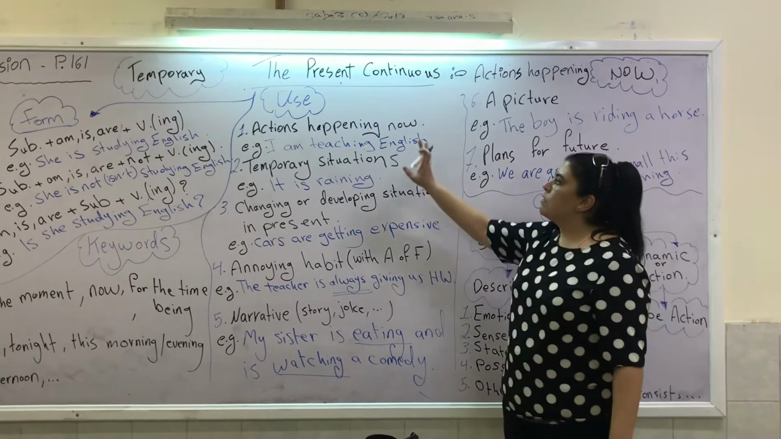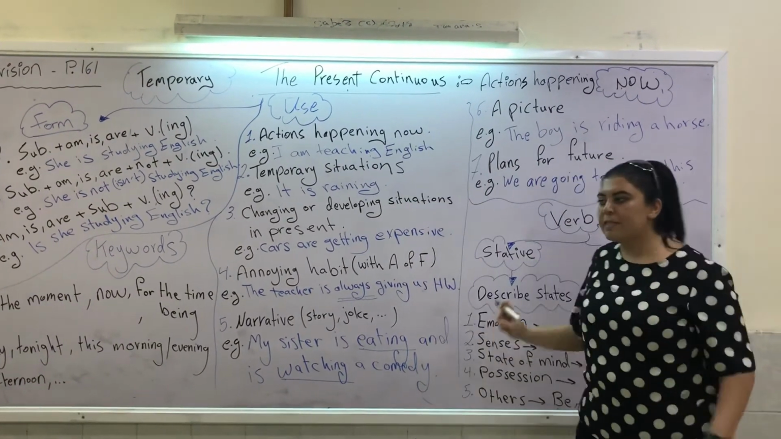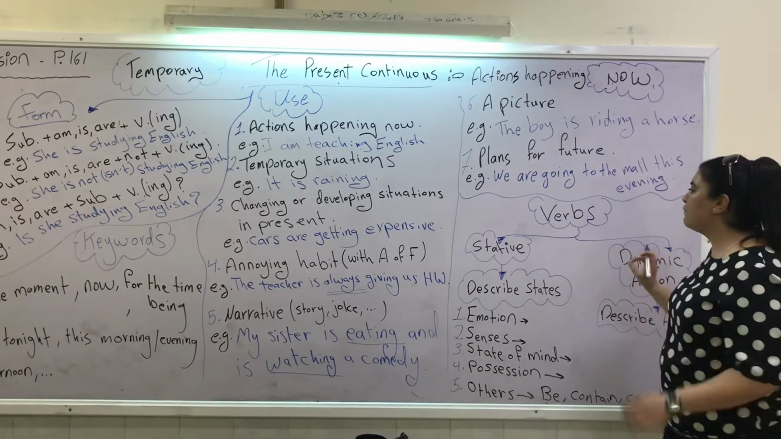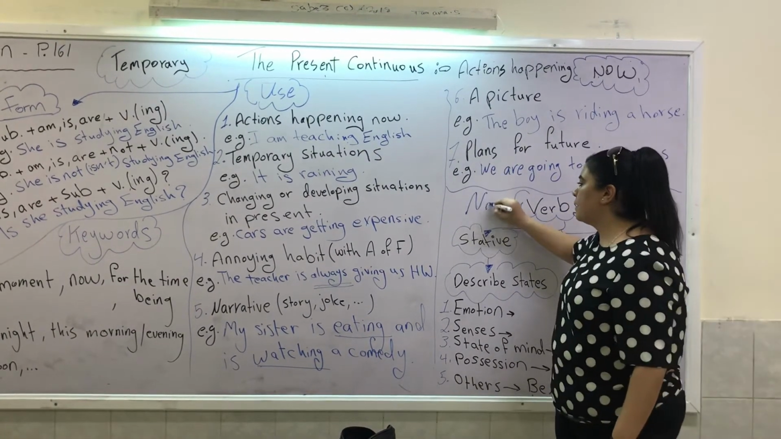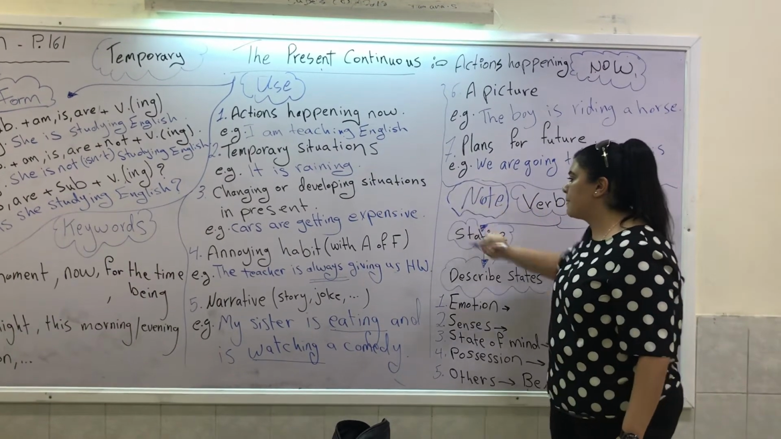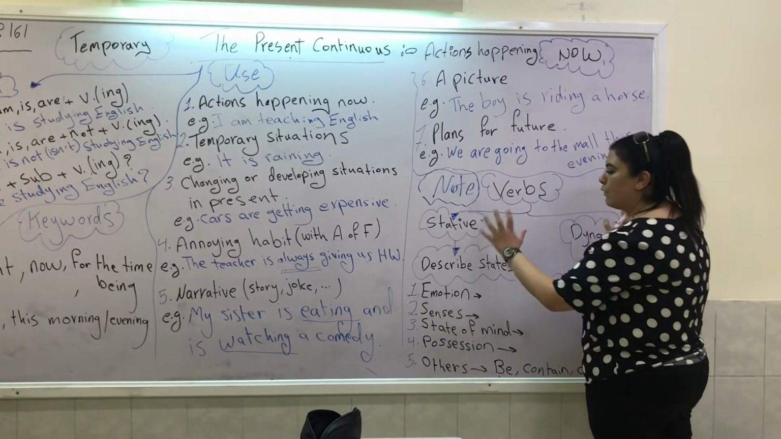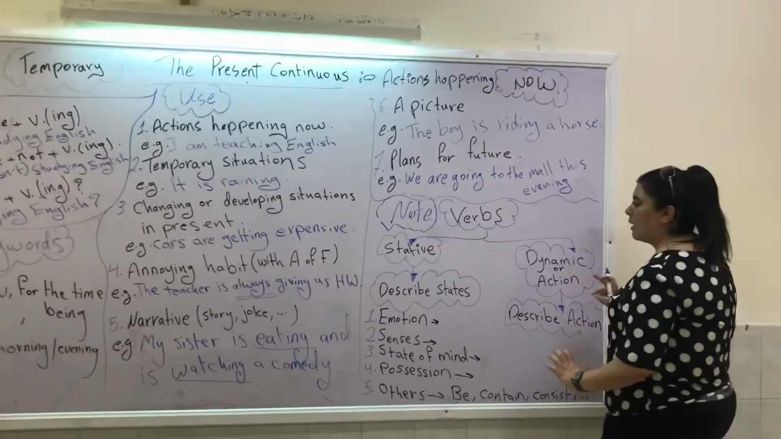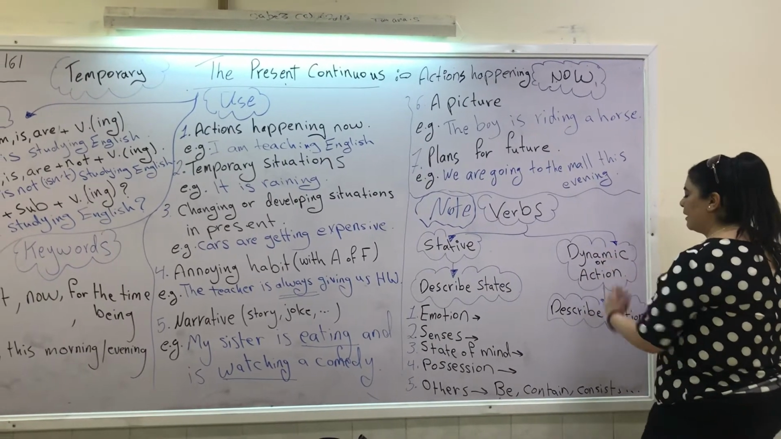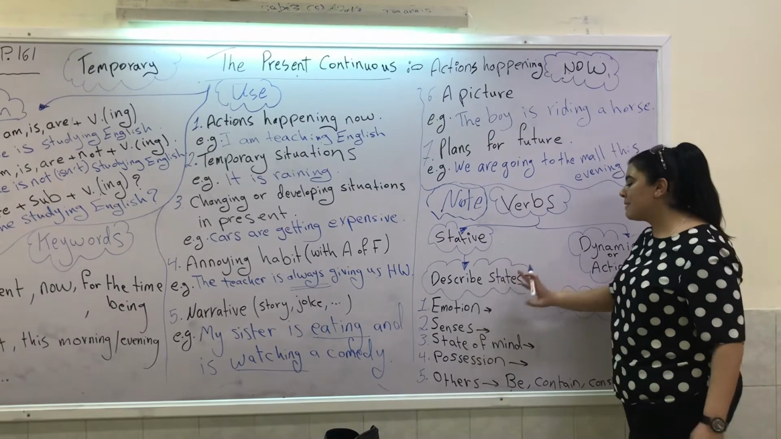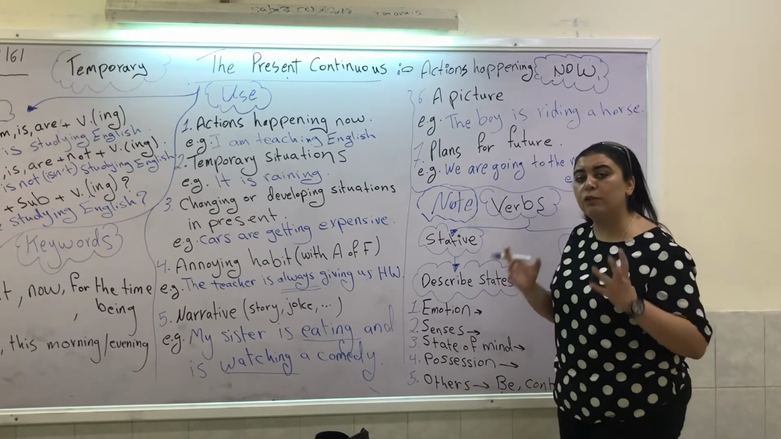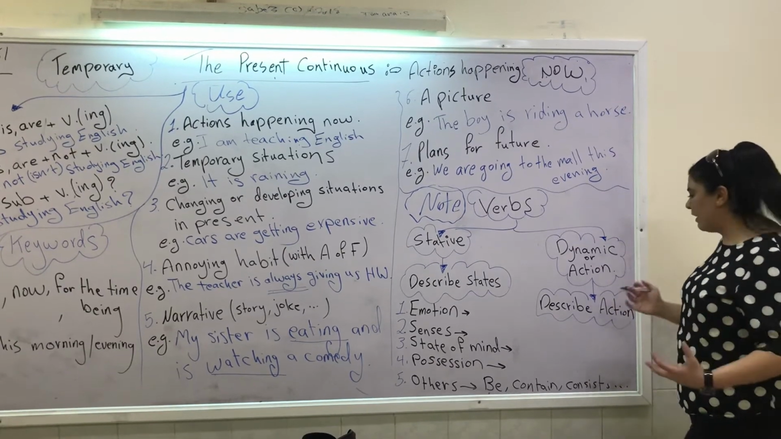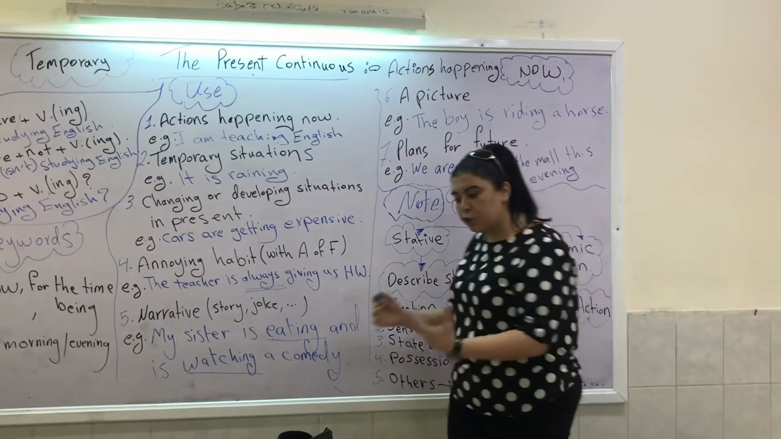Now we are done with the uses or the functions of the present continuous, and I have given you some notes regarding the spelling, and now we have to know this important note which is regarding verbs. We have two types of verbs that we have to differentiate between, which are the stative verb and the dynamic or action verb. What do I mean by stative and what do I mean by the dynamic or action? The stative verb describes states, the situation you are in. But the dynamic, from its name, or action, describes an action, something that you are doing.